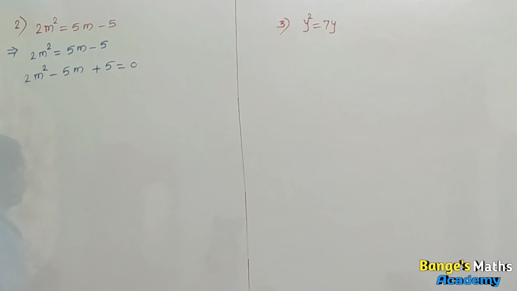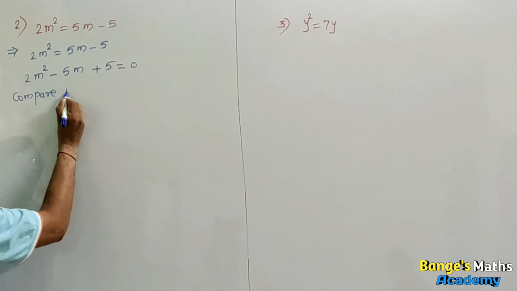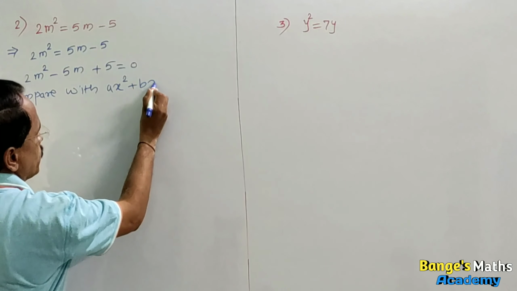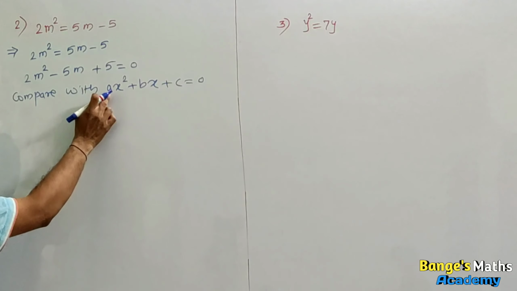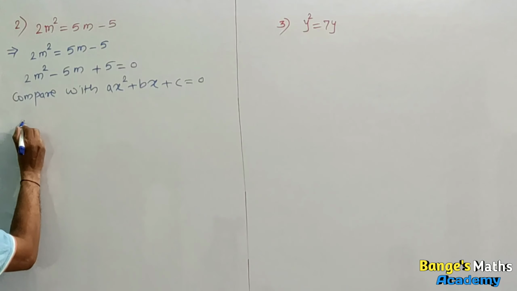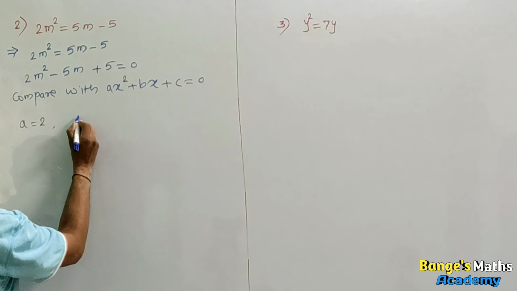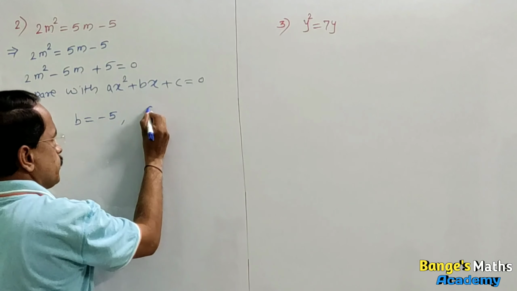We write down the given equation in the general form of a quadratic equation, ax square plus bx plus c is equal to 0. So compare the given equation with ax square plus bx plus c is equal to 0. Value of a is 2. Value of b is minus 5. Value of c is plus 5.